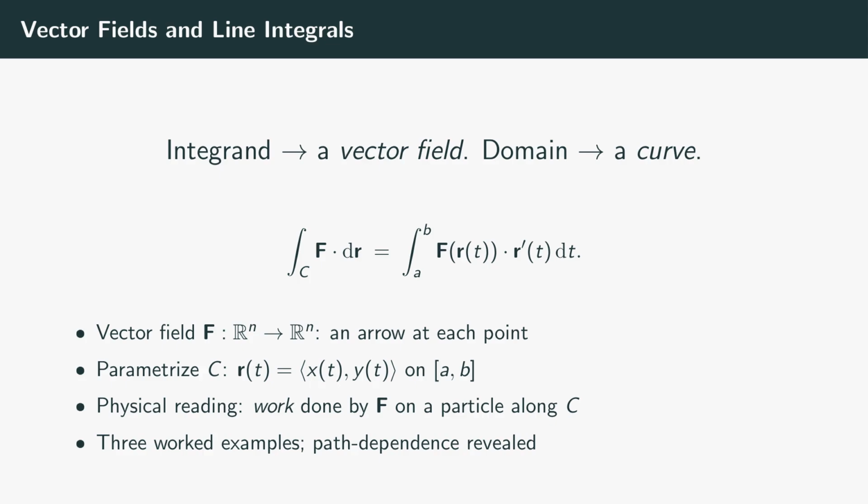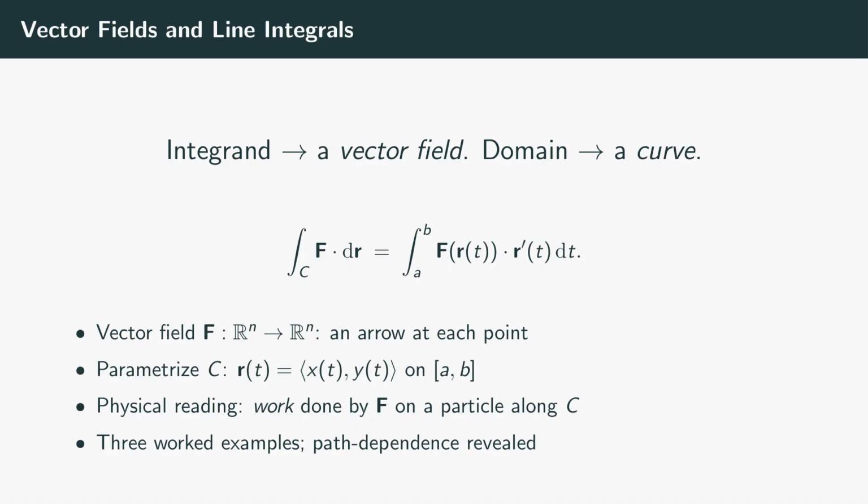Every integrand we have met so far has been a scalar: a height, a density, a temperature, a probability per unit volume. Today, we change the rules in two ways at once. The integrand will be a vector field, a function that attaches an arrow to every point in space, not a single number. And the domain over which we integrate will not be an interval, a planar region, or a solid. It will be a one-dimensional object embedded in a higher dimensional space, a curve.